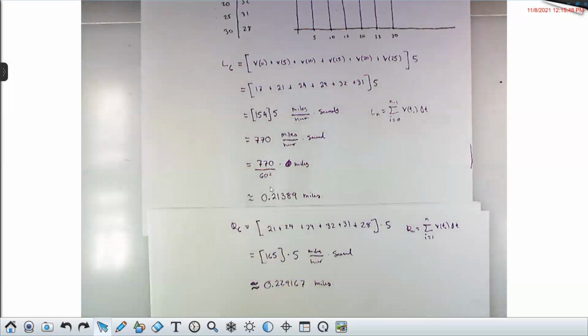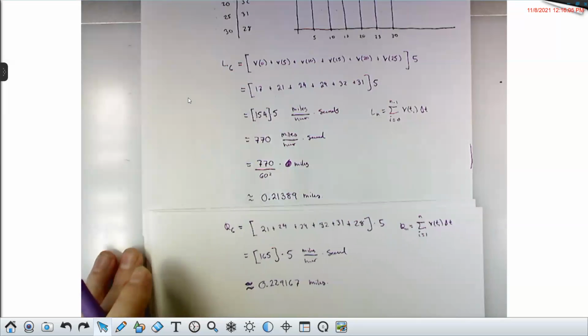So we were correct that L6 is the smaller of the two, which means that the true value of that distance is likely somewhere between 0.21389 and 0.229167. And yeah, that's about it.